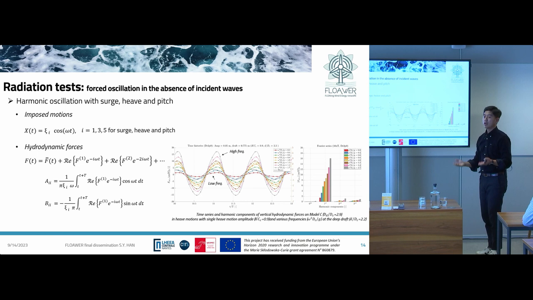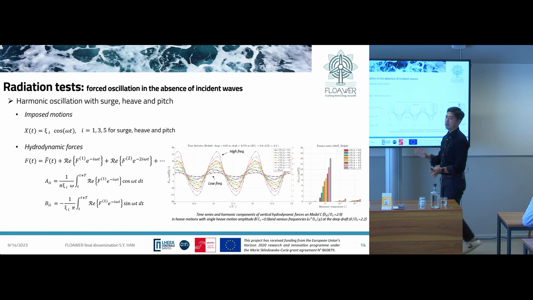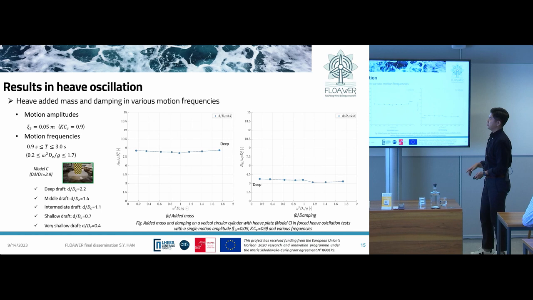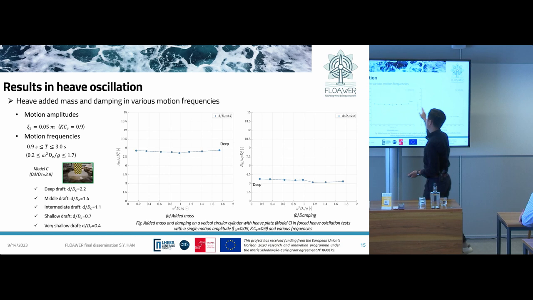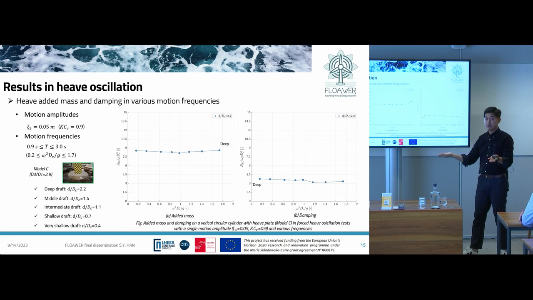And after measuring this, we can also decompose the first harmonic components into the added mass and damping by using the sine and cosine orthogonality. So this is the results. The left one is the non-dimensional added mass, and the right one is the non-dimensional heave damping, which also gives a good result, because this is aligned at the deep draft, both. But as you can see, we have less effects of the frequency on the added mass and damping, the same results we saw in the literature.